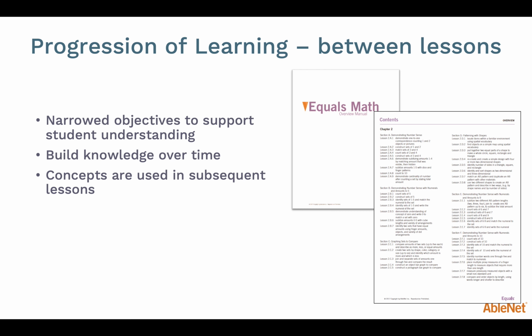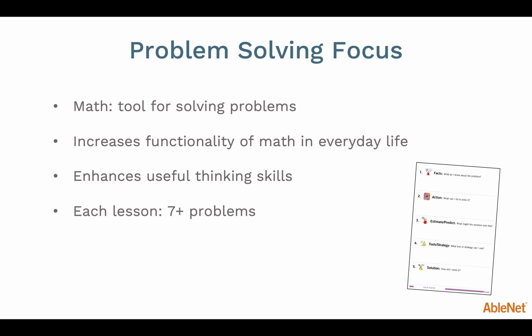The progression of learning can be seen most easily on the contents pages of the overview manual. The objectives and equals have been narrowed as shown on the previous slide for student success, and are an example of one of the many ways students are supported within the curriculum. We introduce concepts in a more manageable format for students, and focus on building knowledge over time. Take some time to look through the contents pages of the overview manual to become familiar with the sequence of learning present within the curriculum.